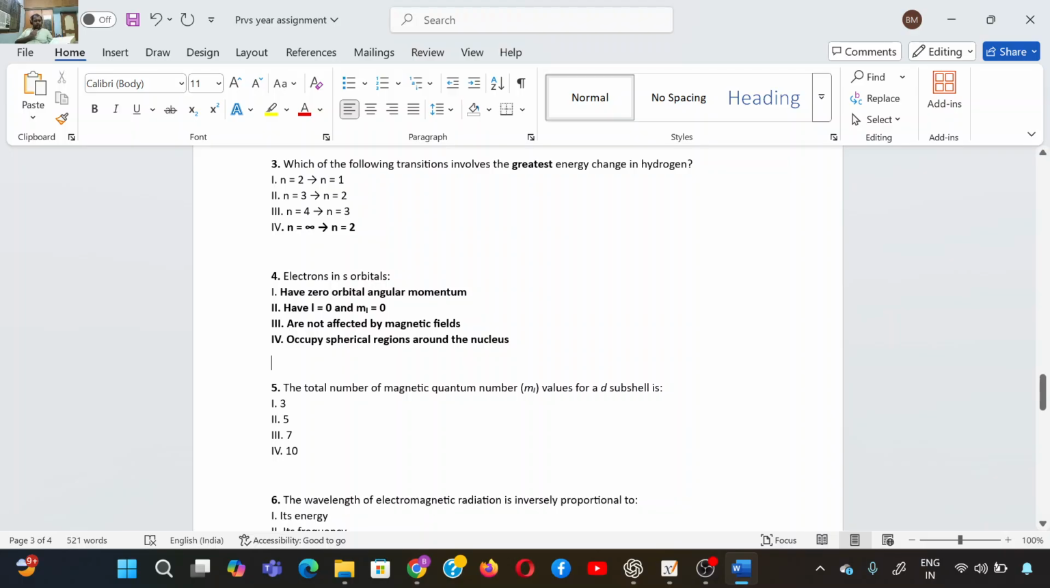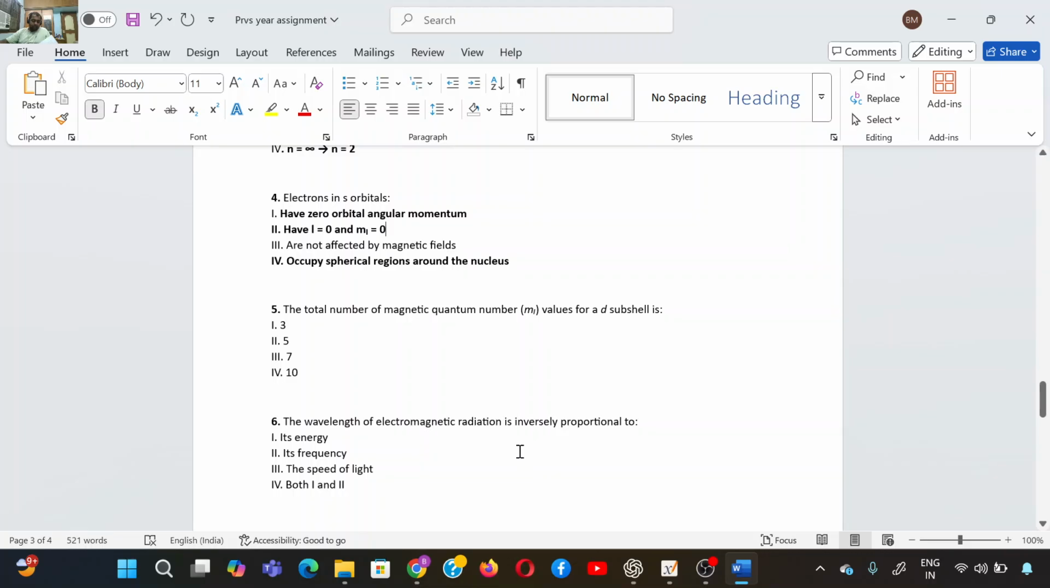Electrons should have spin magnitude, right? I think 3 won't be the correct one. Only 1, 2, and 4. Because electrons will have spin, right? So that should give rise to a magnetic moment.